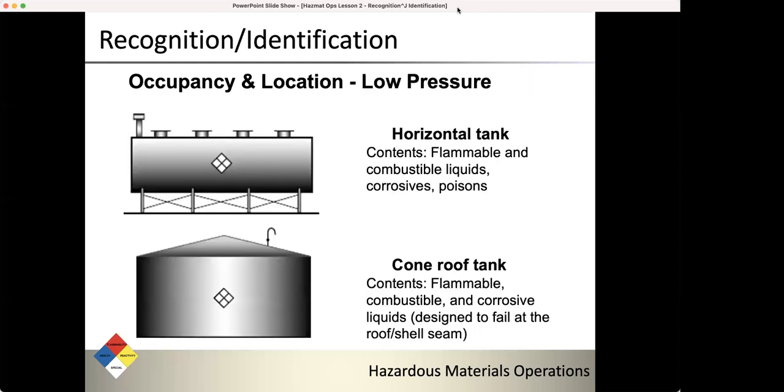So we're going to talk about some low pressure storage. We have the above ground horizontal tank, which holds just about anything that's not under pressure, any liquid that is not under pressure. There's a cone roof tank. It's got a roof that's shaped like a cone.